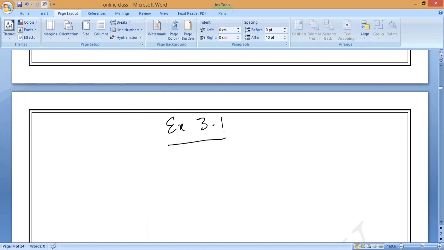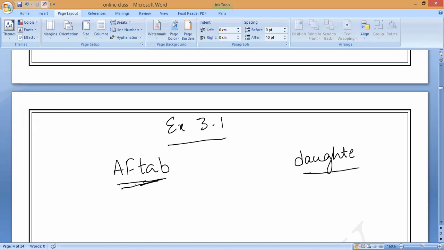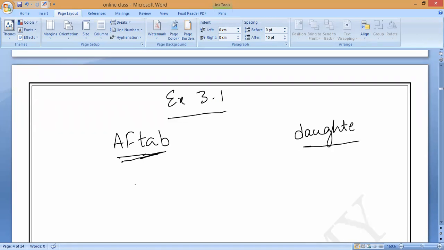Here, how many persons, Ram? Two persons, ma'am. The first person is father, correct? And the second person is daughter. Let the present age of father be X years. We don't know their ages, correct?